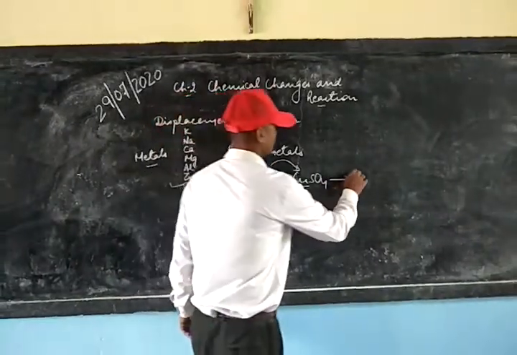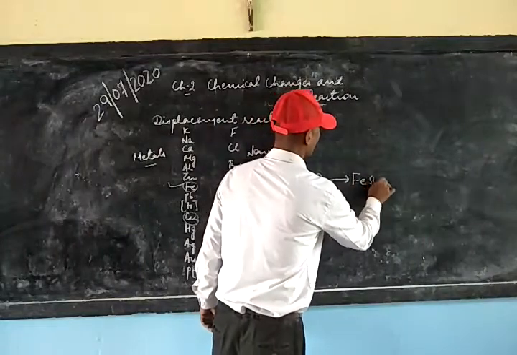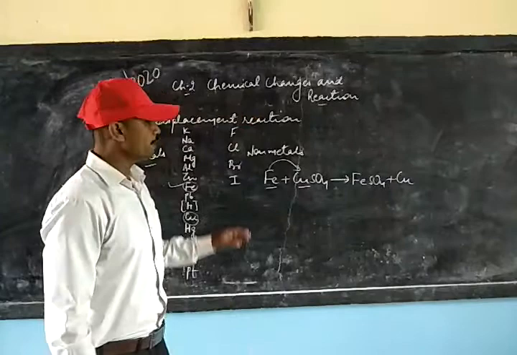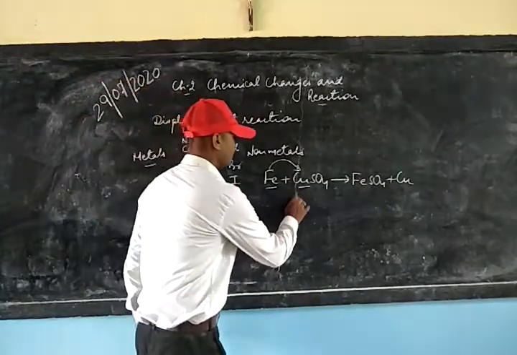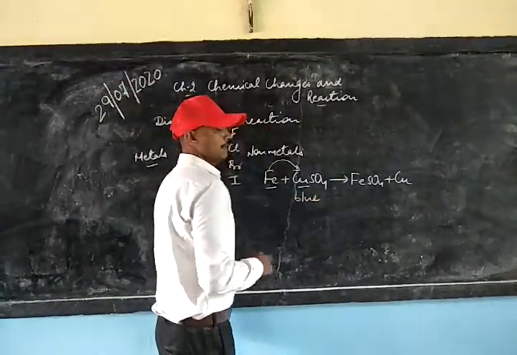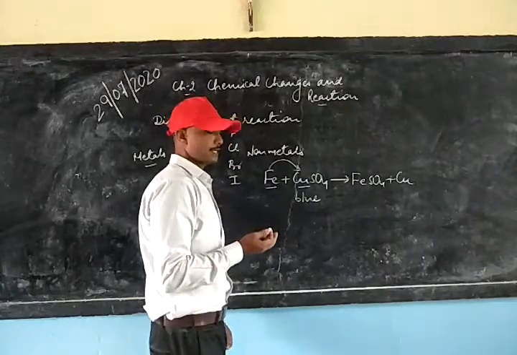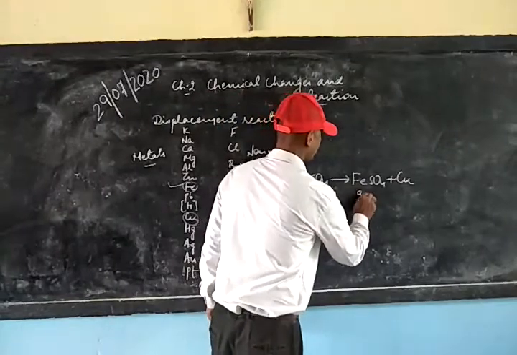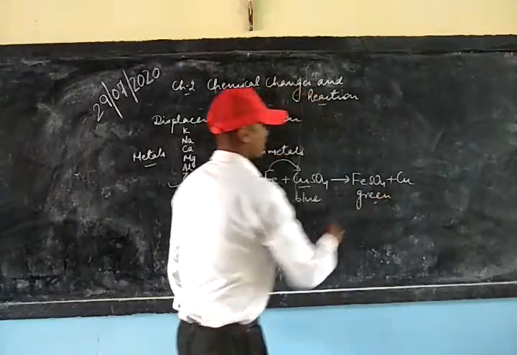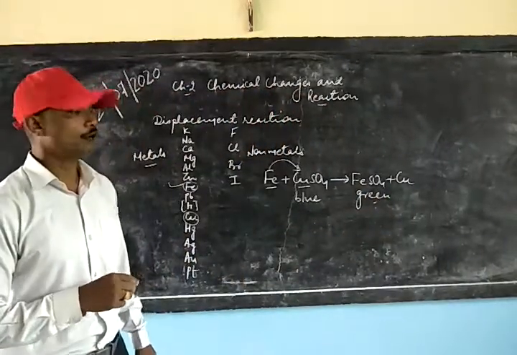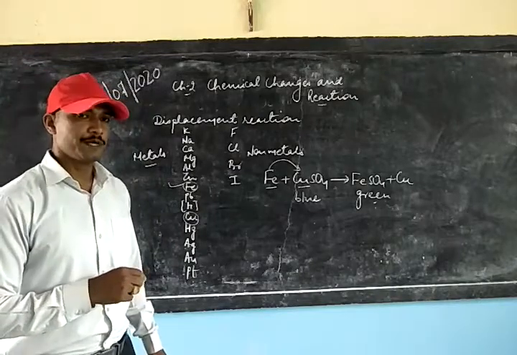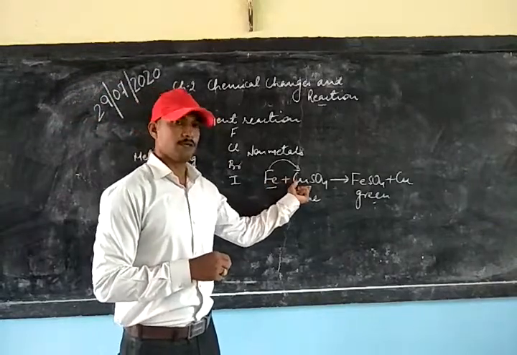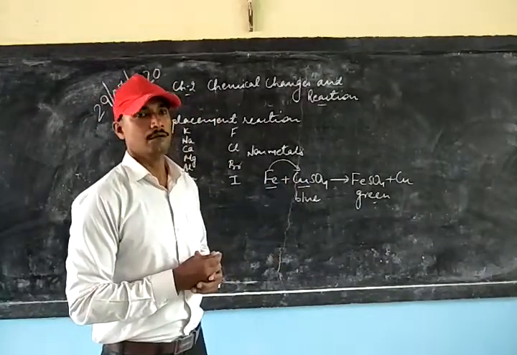As a result, the products become FeSO4 and Cu. There will be a change in color because copper sulfate is blue, and because of the displacement reaction, when copper is displaced by iron, the color changes to green. This is one example of displacement reaction where a reactive metal is displacing the less reactive metal.